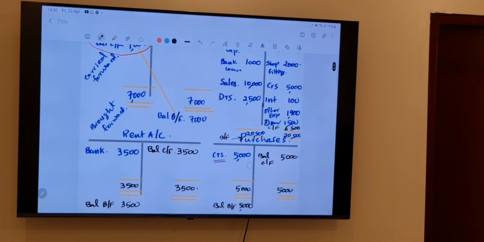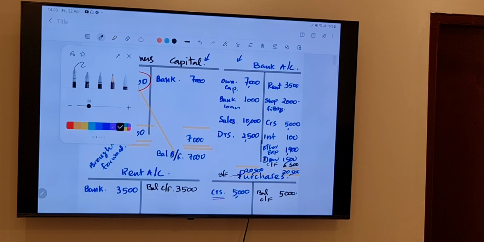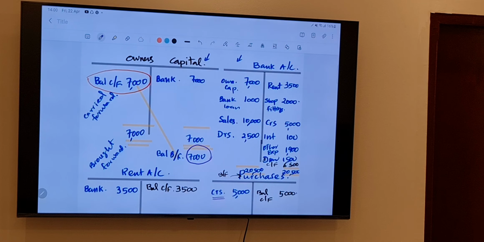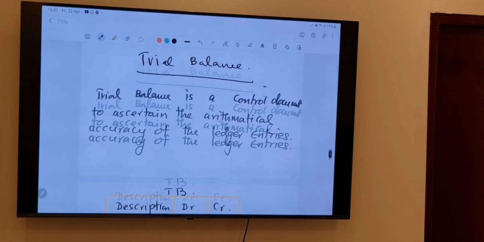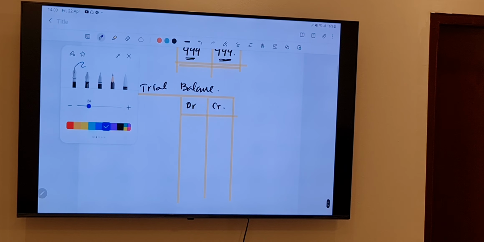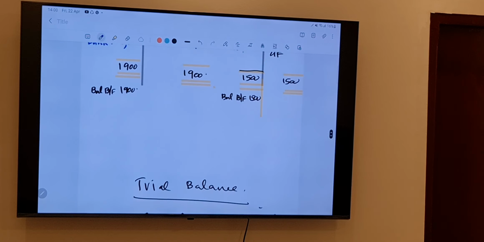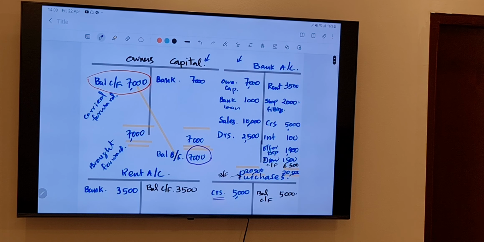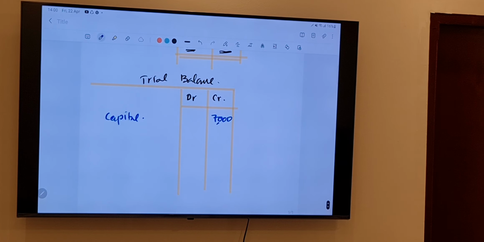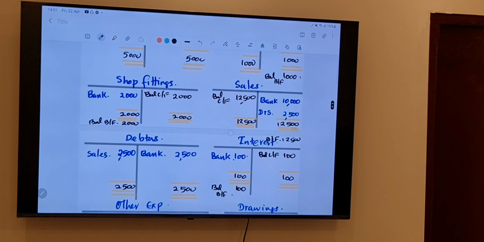Now in this example, the first item is what? Capital. So we have 7,000 credit. So can we take it? Capital, 7,000. Okay, you start to write capital. So first we took the capital. From where did I take it? I took it from here. This is where I took that 7,000. Is this 7,000 a debit side or credit side here? Yes, credit side. So that's why in the trial balance I have taken the credit side. Clear?